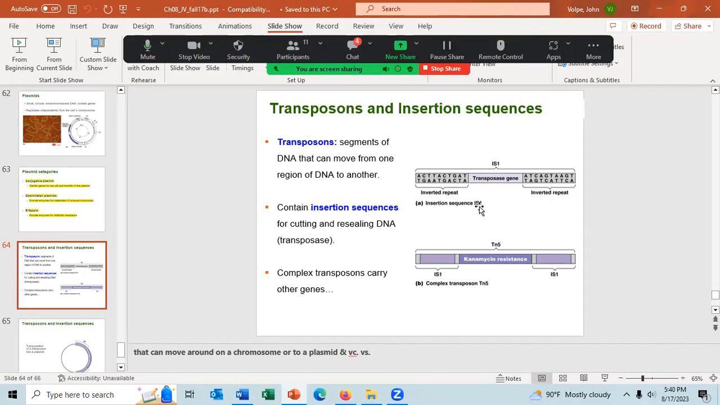Any question about any of that? So transposons always have the transposase gene, and they have inverted repeats on both sides of the transposase gene. And that's the minimum that a transposon can be. There are more complex transposons that carry other DNA on the transposon. Like Tn5 is transposon number 5, which carries the kanamycin resistance gene.